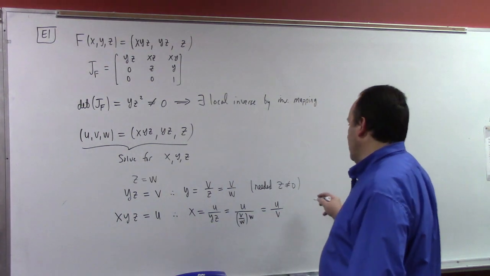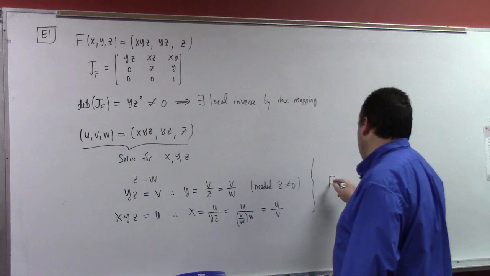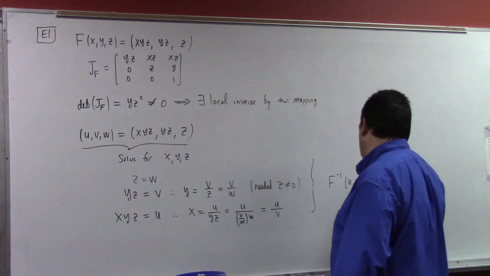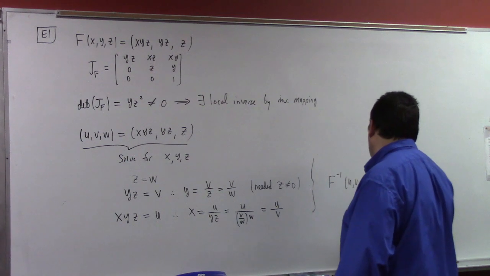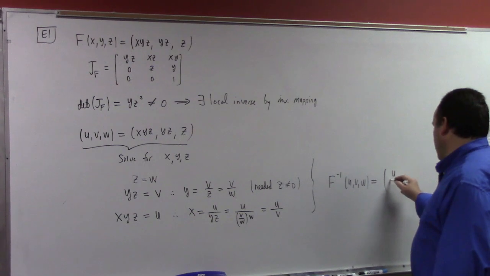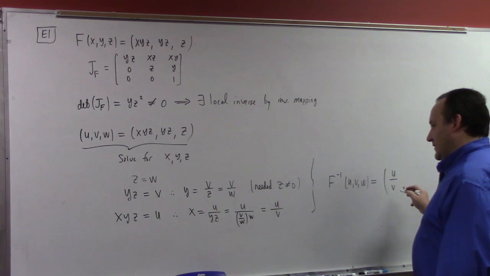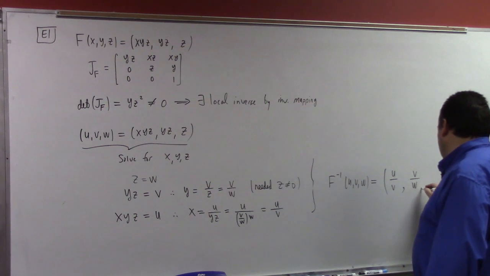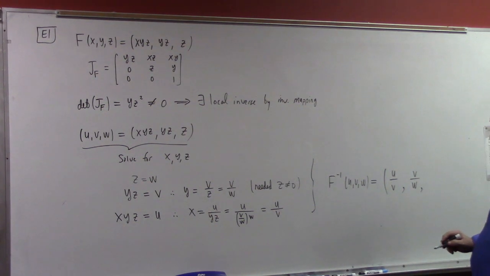Put it all together. What do we got? We've got f inverse of (u, v, w) equals, well, apparently, (u over v, v over w, and w).